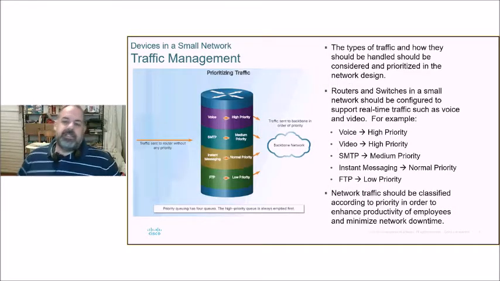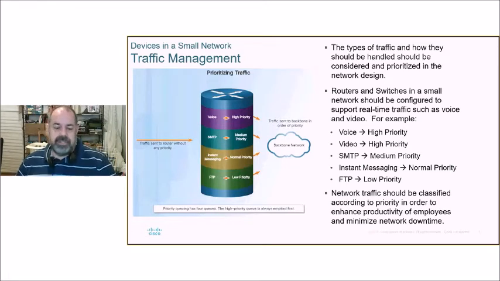Okay, so traffic management. The types of traffic and how they should be handled should be considered and prioritised in network design. Routers and switches in a small network should be configured to support real-time traffic such as voice and video. For example, voice and video should be high priority, SMTP medium priority, instant messaging normal priority, and FTP low priority. So it should be classified according to priority in order to enhance productivity of employees and minimise network downtime. And of course, better services for those ones that need it.